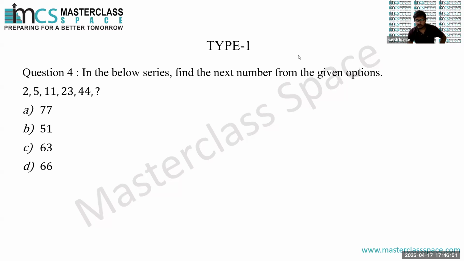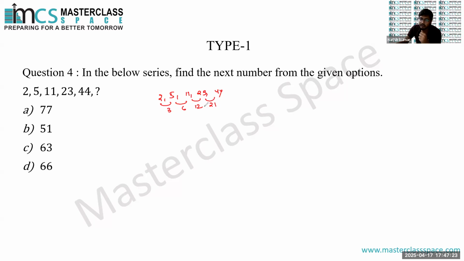All right, analysis, it's 77. Okay, let's check. So again, following the same approach. So 2, 5, 11, 23, 44, right? So the gap is 3, gap is 6, gap is 12, gap is 21, right? So if it was 24, then I could have said that the pattern is 3 into 2, 6, 6 into 2, 12, 12 into 2, 24. So 24 into 2, 48, right?